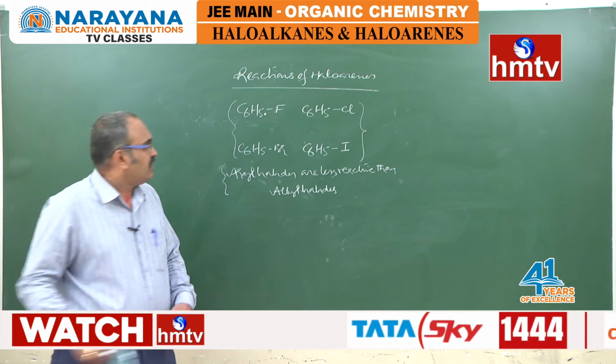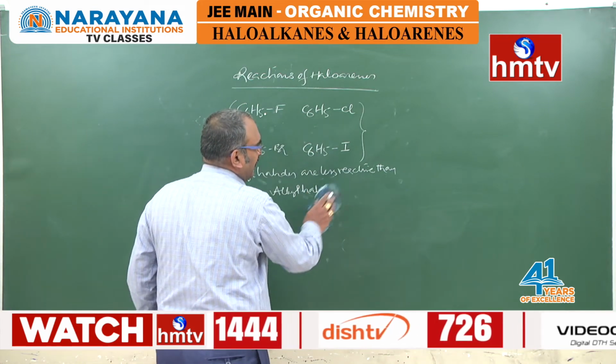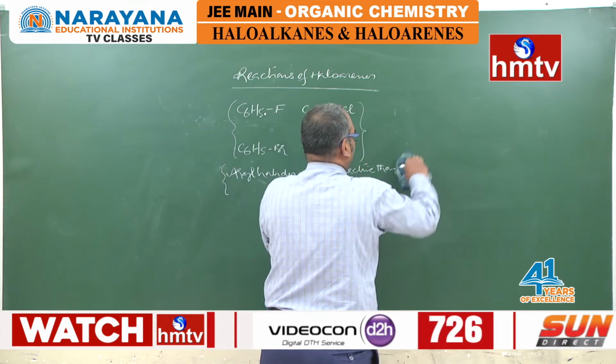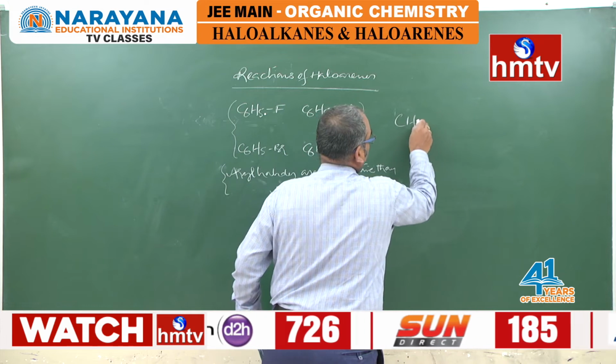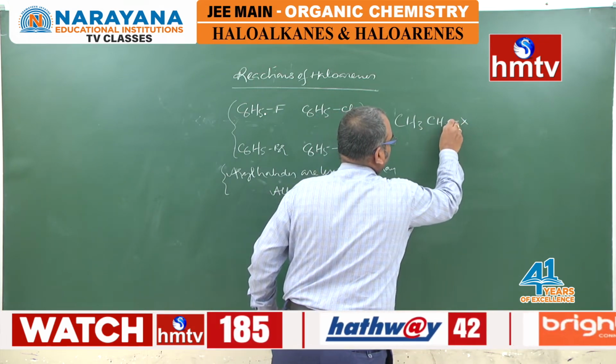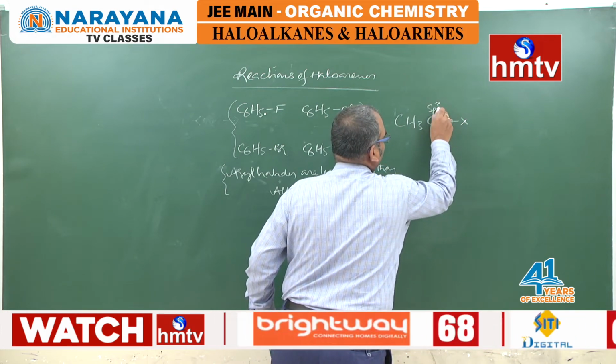Let us see the reasons for which the aryl halides are found to be less reactive than alkyl halides. Don't forget, if you take any alkyl halide, the carbon atom to which the halogen is attached is polar, because it is an sp3 carbon.